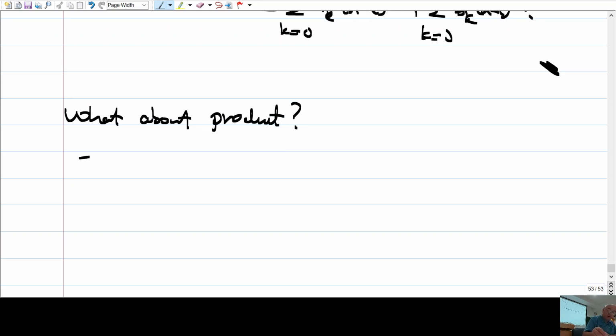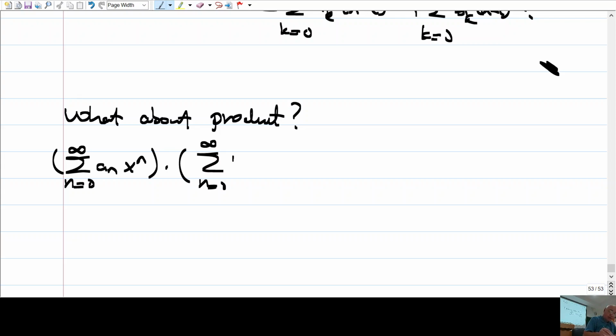Say we have two series, n from 0 to infinity of an, and for simplicity I write it this way, but we can also write it with x minus c. I can write it like this, but for simplicity, let me just write it this way. Suppose we have these two series and I want to take the product of these two.